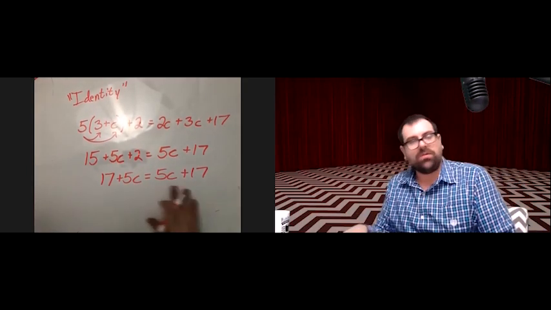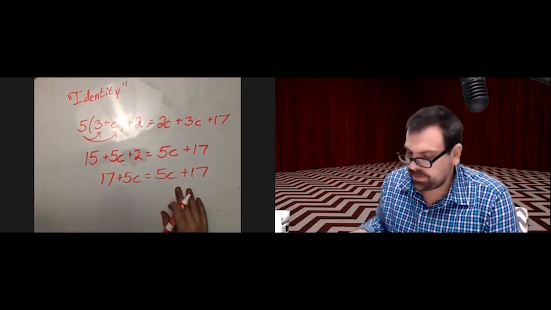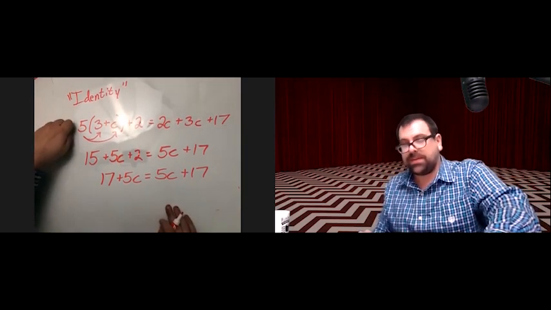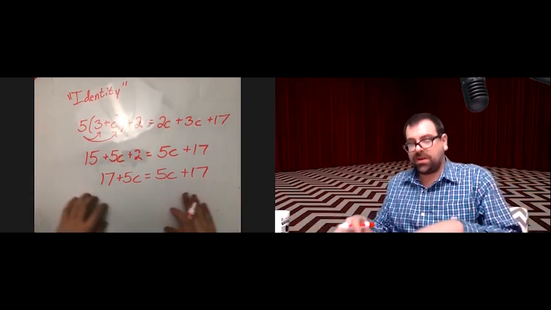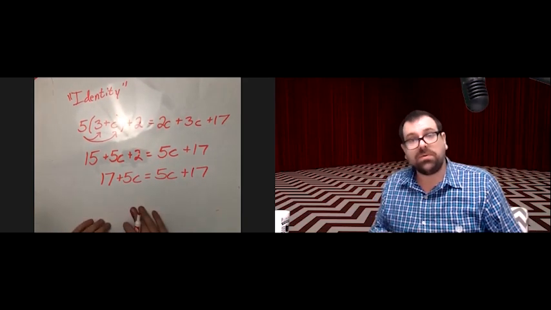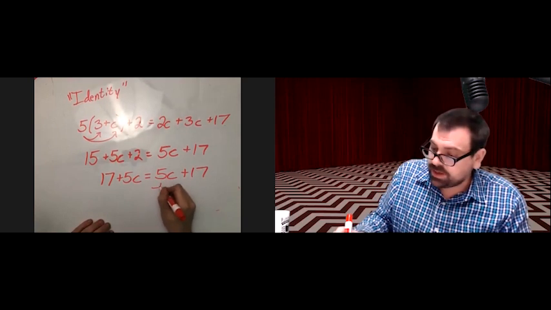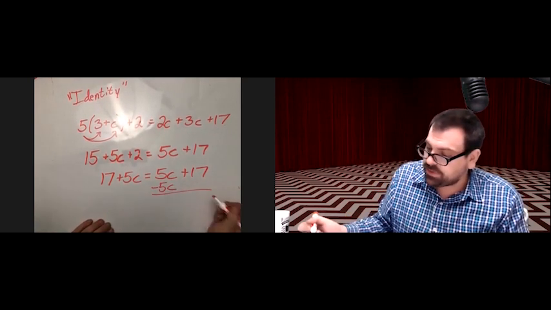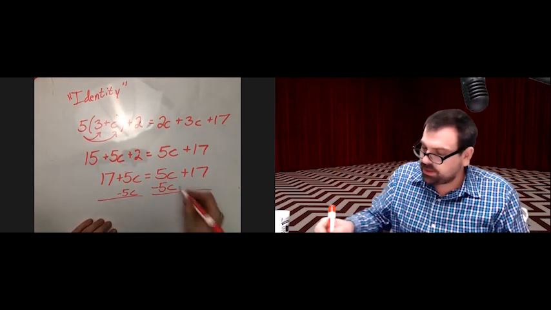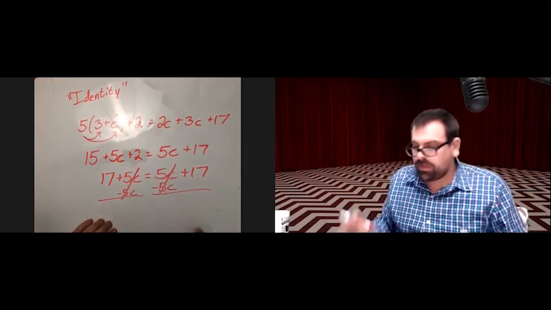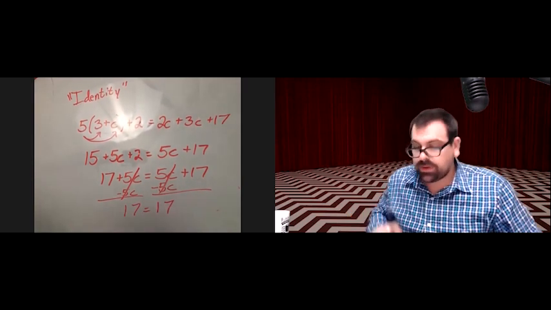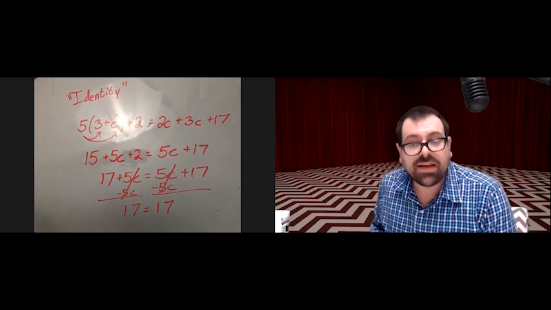And maybe right here you notice this is the same. But our next step in solving, after clearing parentheses and combining like terms, is to get all the variables on one side. So I'm going to go ahead and subtract my 5C from both sides to keep it balanced. But look, all the C's go away. And it says 17 equals 17.